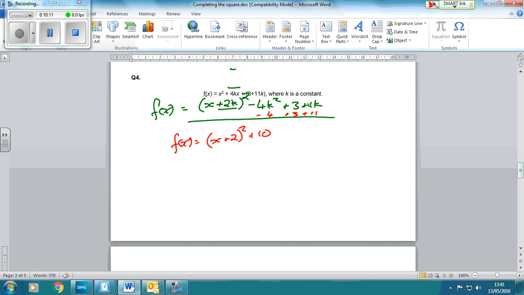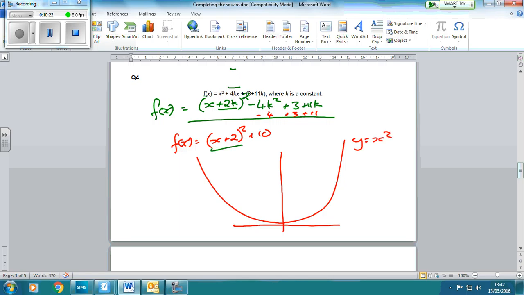So again, just like before, we're going to sketch y equals x squared, which will look like that-ish. Now this x plus 2 here means that we're going to go 2 to the left. So it's going to be (x plus 2) squared. Even though it says plus 2, it means that we go to the left by 2. And then we're going to add 10, so we go up by 10.